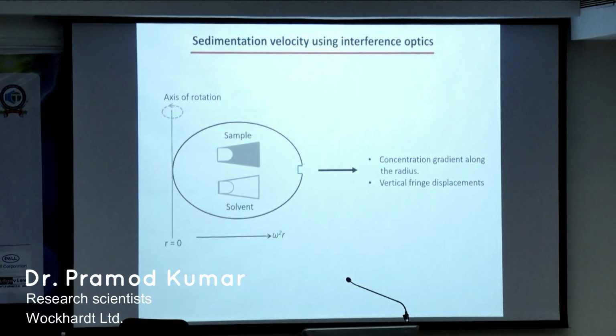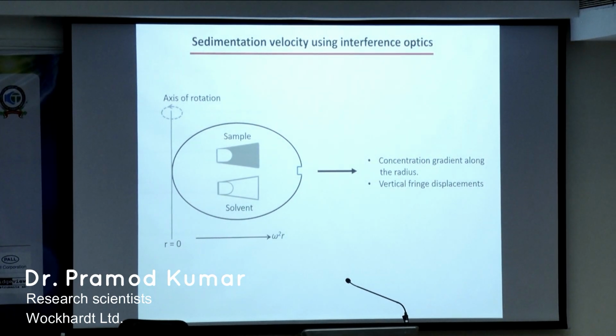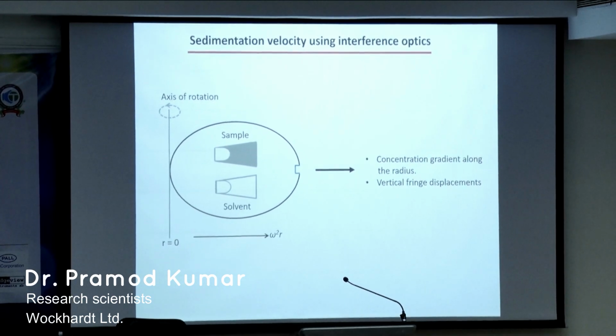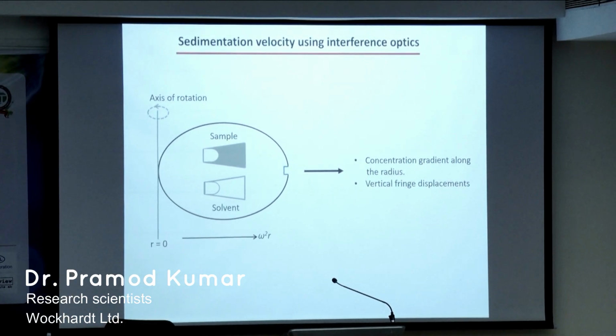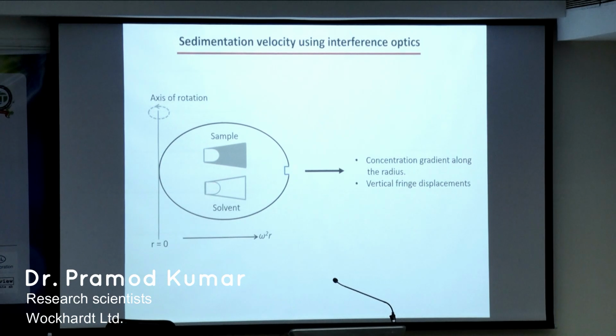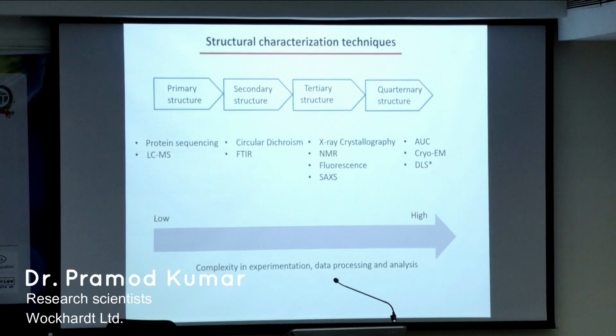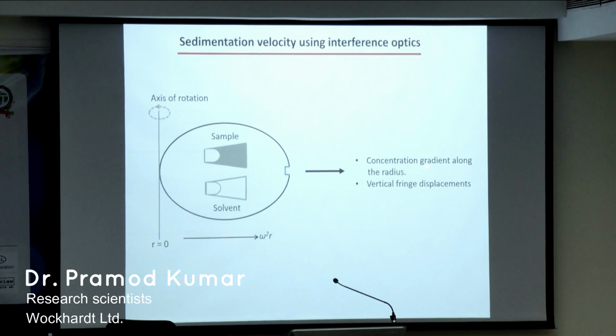Taking the complexity of analytical ultracentrifuge, I'll be focusing more on interference optics actually here, and already most of the people yesterday have seen how the analytical ultracentrifugation operates. So we have a small sector shaped cell in which you place a respective solvent and the sample, and you spin at high centrifugal forces.